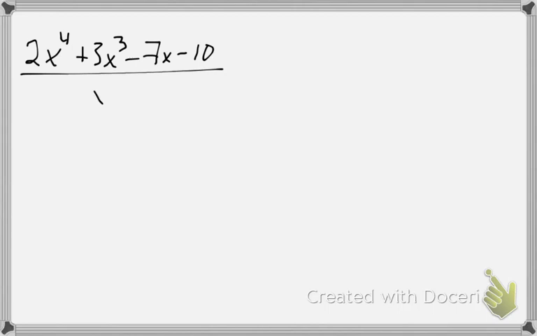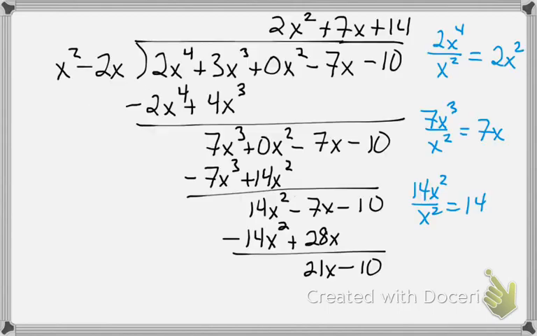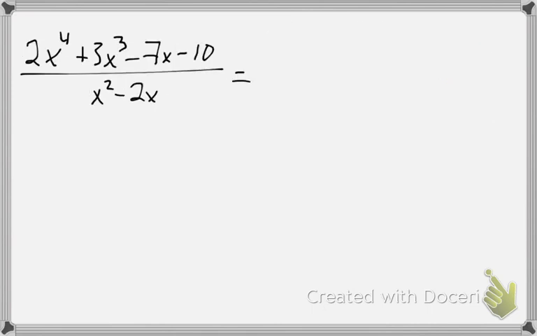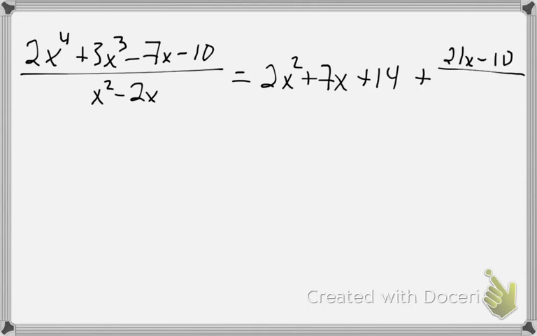So, 2x to the fourth plus 3x cubed minus 7x minus 10 divided by x squared minus 2x equals what? 2x squared plus 7x plus 14. That's the quotient plus 21x minus 10 over x squared minus 2x. Yeah, your remainder is now 21x minus 10 over x squared minus 2x.